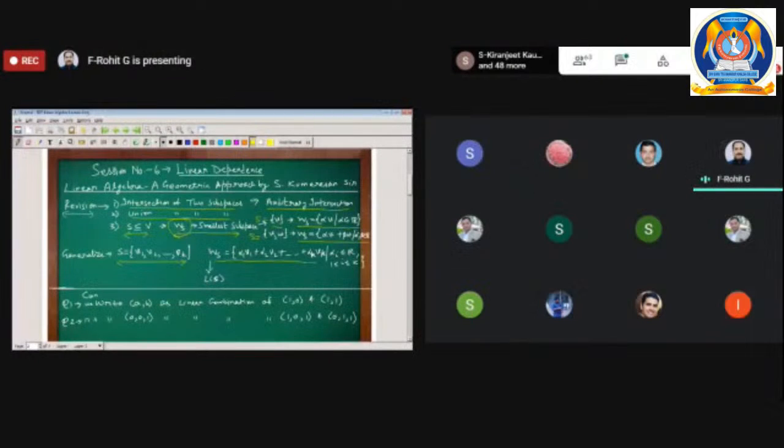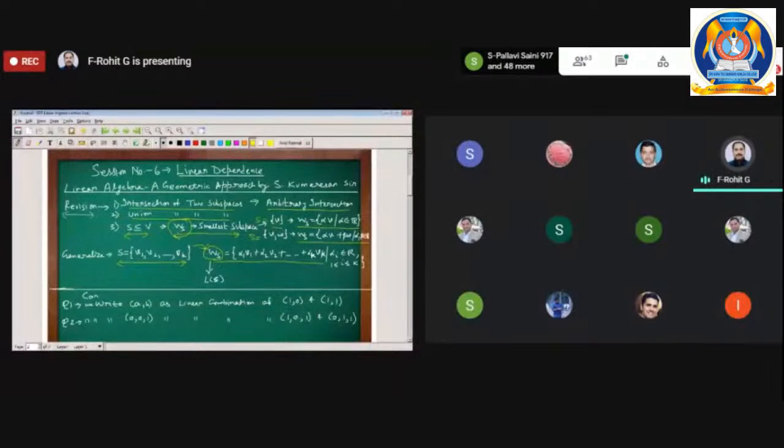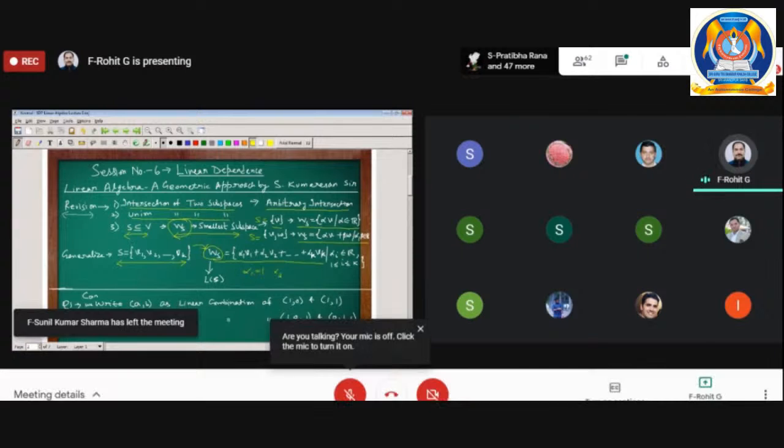alpha 1 v1 plus alpha 2 v2 plus so on alpha k vk, where the alphas are the scalars and i varies from 1 to k. So all the elements, this is the smallest subspace containing S. This thing should be noted that WS belongs to the subspace W containing S. So this is the smallest subspace containing S.